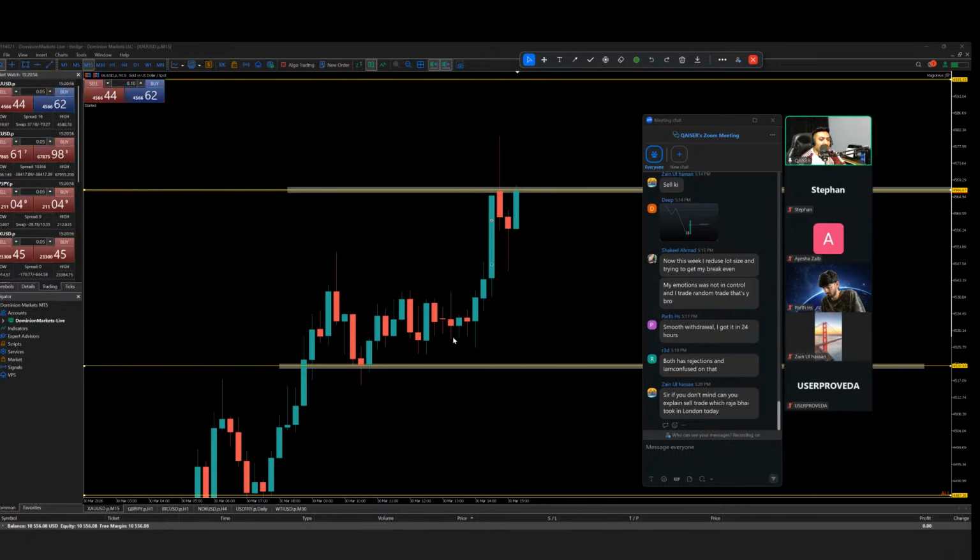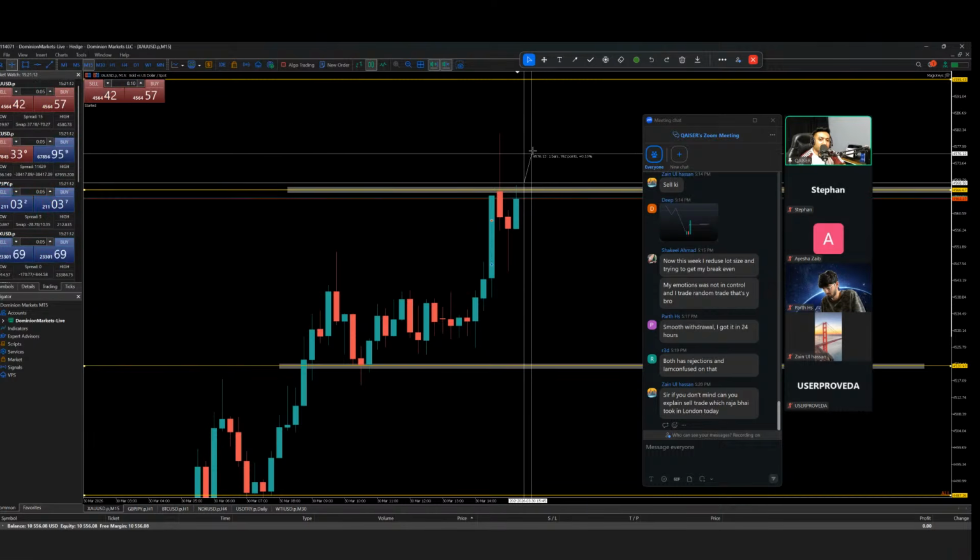Can we go for wick fill? Not yet. For wick fill, you need to wait for this candle to close above this resistance area. Then you can go for the wick fill. Right now, it's still open. Wait for this candle to close. With the closure of this candle, you can get your direction here.